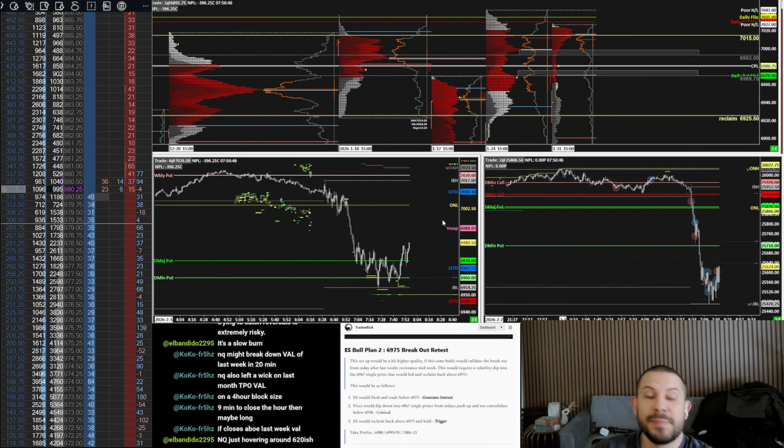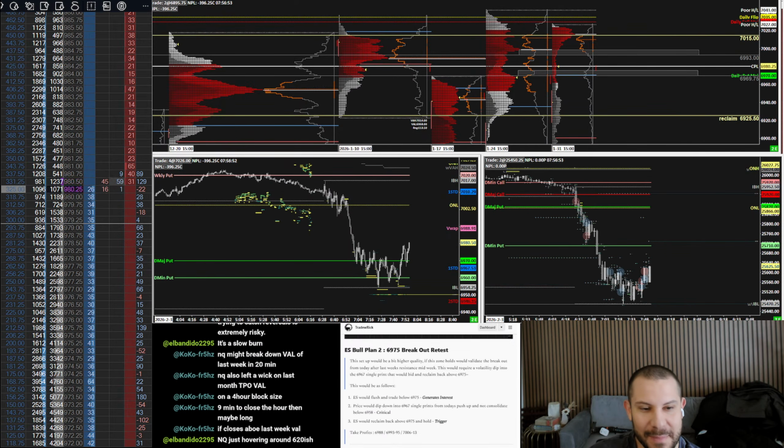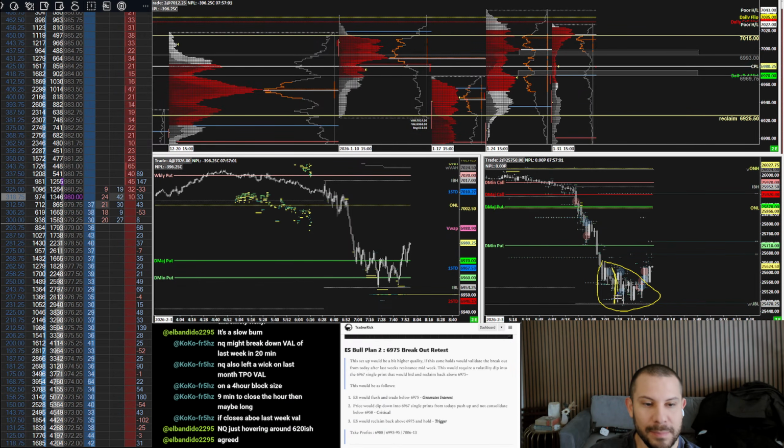The NQ is a piece of shit today, so far, it seems, for longs. Just looking at this, the bars here, man, this is messy as hell. For every push up, you have a push down. Look at this. Down, up, in the same amount of point value. I am not a fan of that.